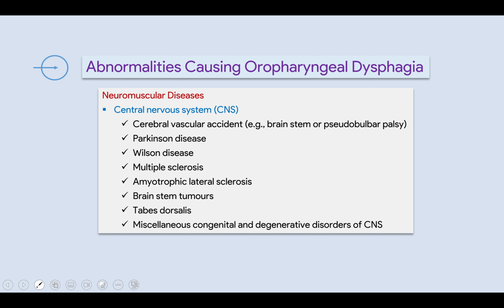The concept of this you will be able to understand if you have understood the previous slides, in which I mentioned that the oral phase and the pharyngeal phase are a neuromuscularly coordinated, complex mechanism. So diseases of the central nervous system or neuromuscular diseases will cause oropharyngeal dysphagia. Among the diseases of CNS origin is cerebrovascular accident. That means a patient who has a stroke, infarct, or hemorrhage will have difficulty in swallowing as the swallowing process has been affected. Parkinson's disease, which has brainstem involvement. Wilson's disease, which is also a neurological issue. Multiple sclerosis, amyotrophic lateral sclerosis, brainstem tumors.